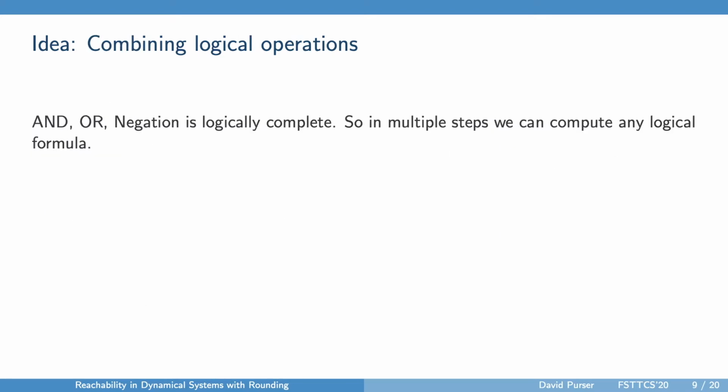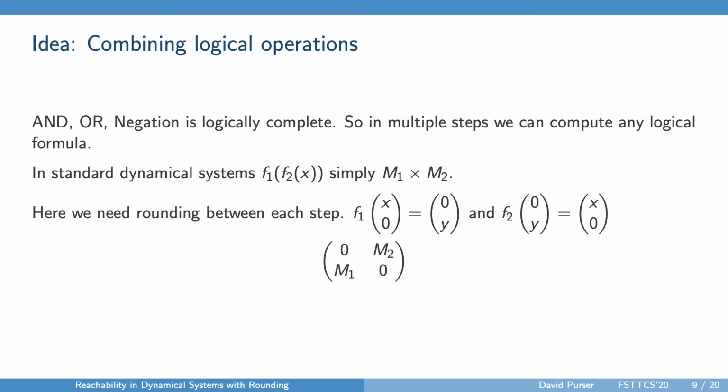Together, these are logically complete, and that means providing we can compute multiple computations, we can compute any logical formula. In a standard dynamical system, if you want to apply the effect of F2 and then apply the effect of F1, you just need to multiply the two matrices together. However, here we require rounding to occur between each application of the matrix, and so it's not sufficient to simply multiply the matrix together. And so to do this, we duplicate the variables.